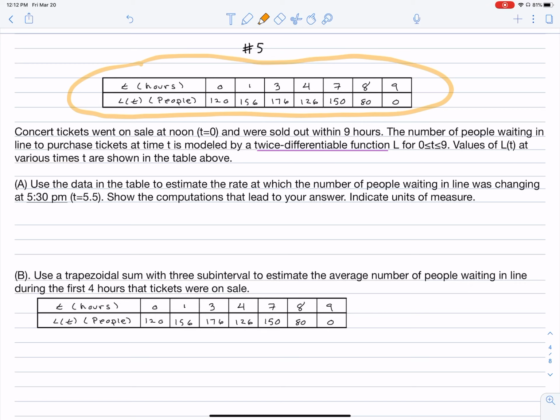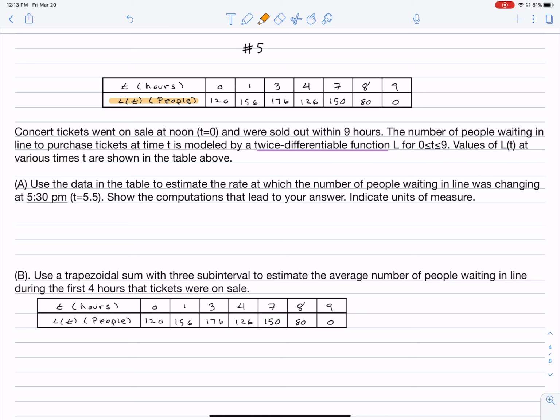Are you looking at a position? Are you looking at a velocity? Are you looking at acceleration? Okay, in this case, we are looking at a position function. You might ask, how did you know that? The way I knew that was by looking at the units. The units are people, right? Number of people. There's 120 people. There's 156 people. That is a position function.